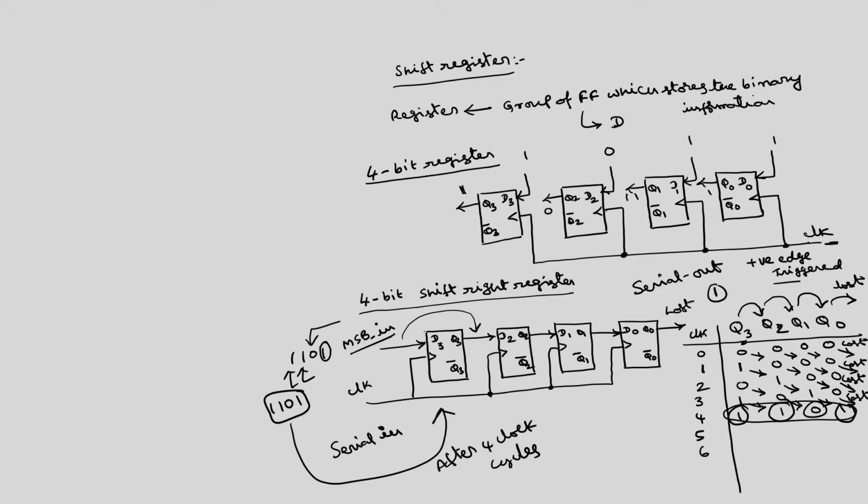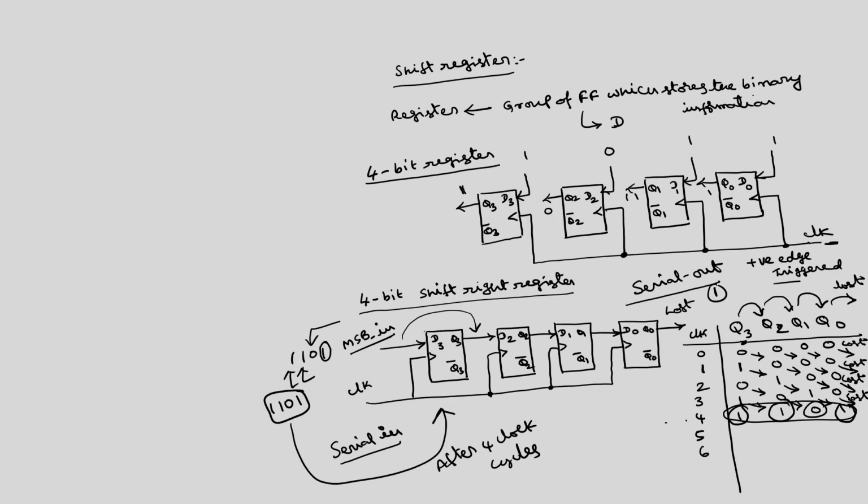So, after 8 clock signals, what happens? Whatever data we have fed serially will be outputted serially. So, this type of register can also be called a serial in, serial out register. If I want the serial in parallel out, then 4 clock cycles are required.